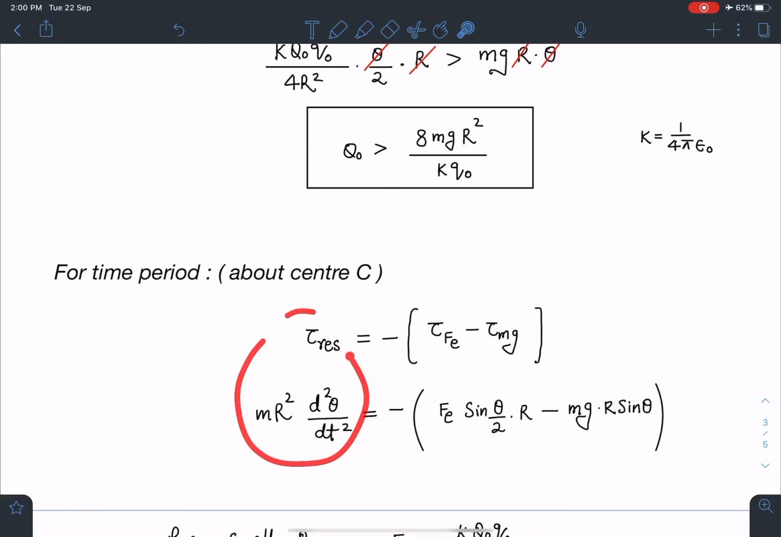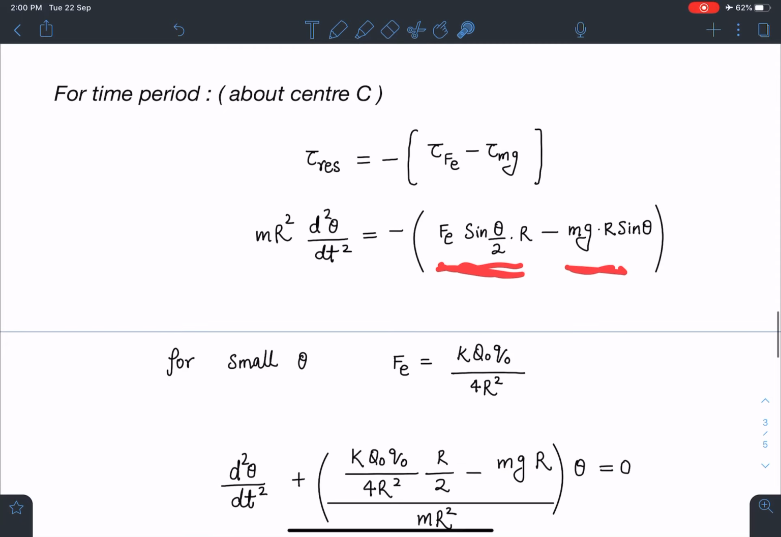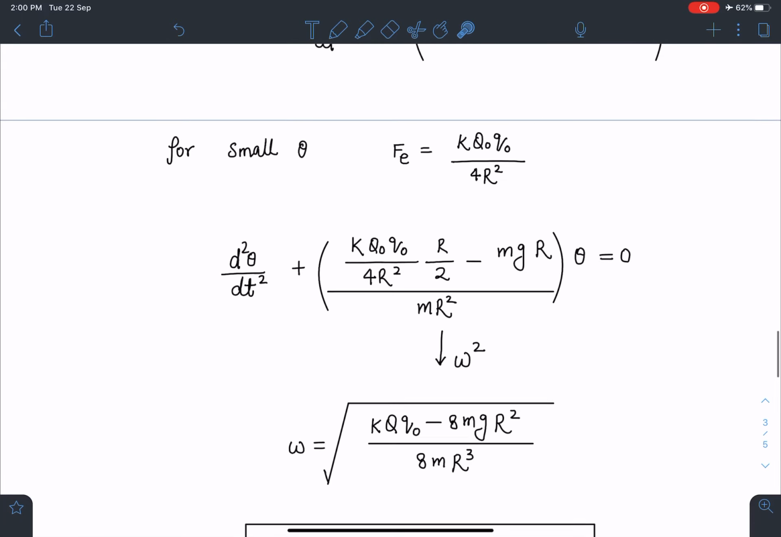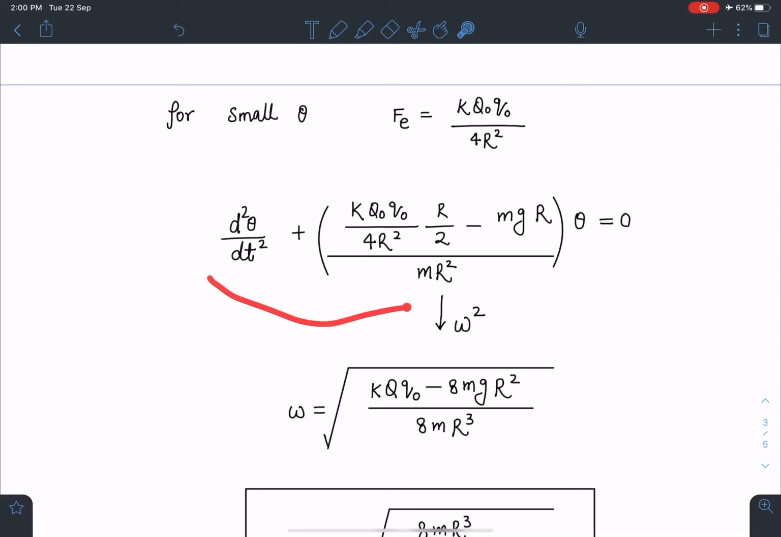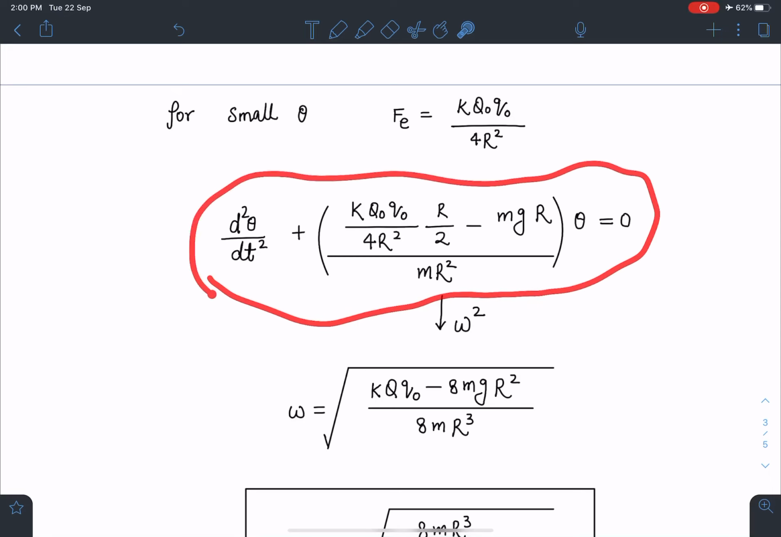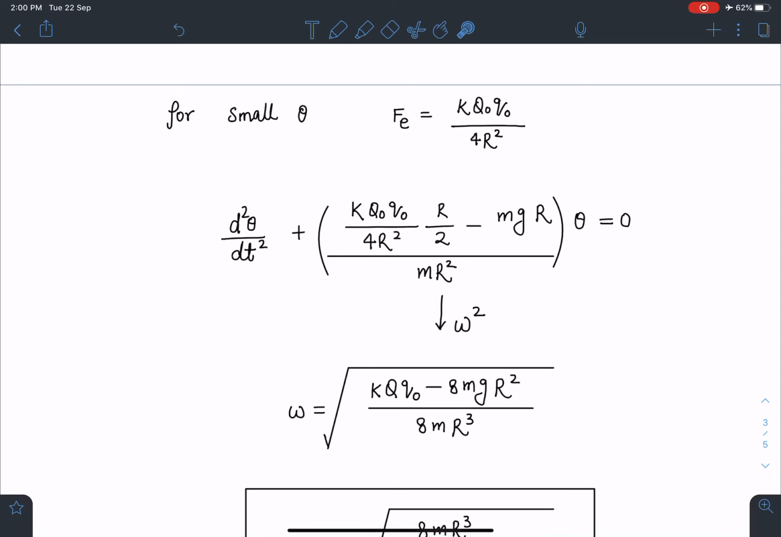So tau is equal to I alpha, I can apply. The moment of inertia of this is mr square, and the angular acceleration I can write as d2 theta by dt square, and minus, I can substitute these values. Earlier also we have written. So when I substitute all these values for a small theta I'm dealing with, I get the SHM equation. This is the standard SHM equation. So I can say these oscillations will be simple harmonic in nature, and its angular frequency I can write.